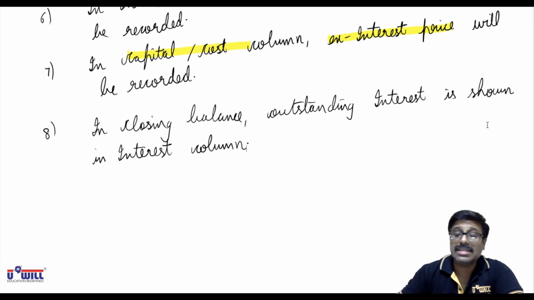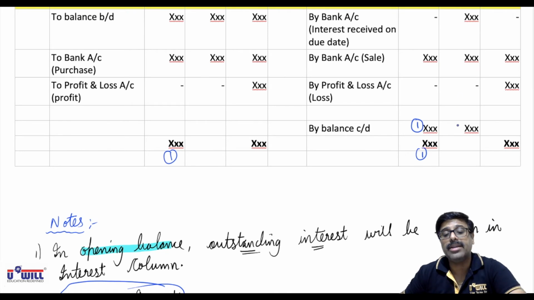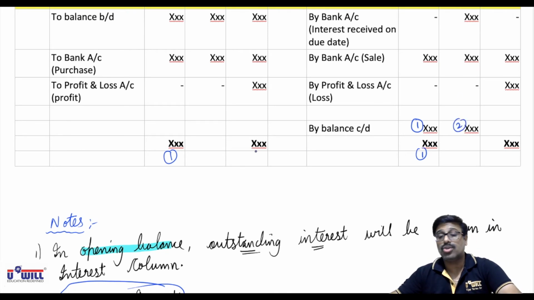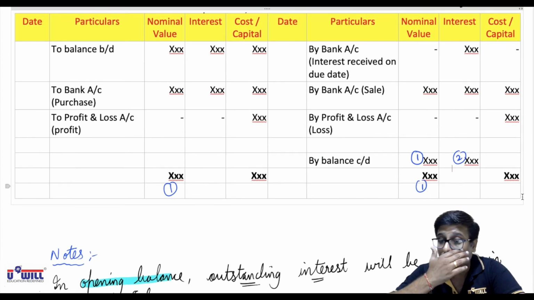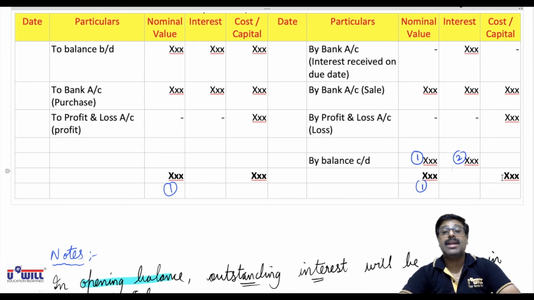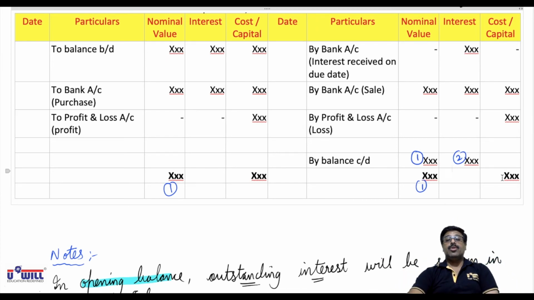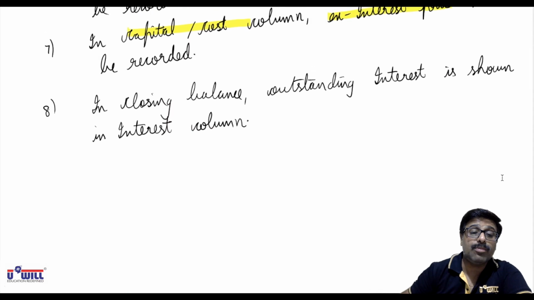Now, that is the second thing you will be doing. Now the third thing, you do the balancing of the cost column. When you do the balancing of the cost or capital column, you remember one thing: investments are always valued at cost price or market price, whichever is less. So write down that as the ninth point, as a note.